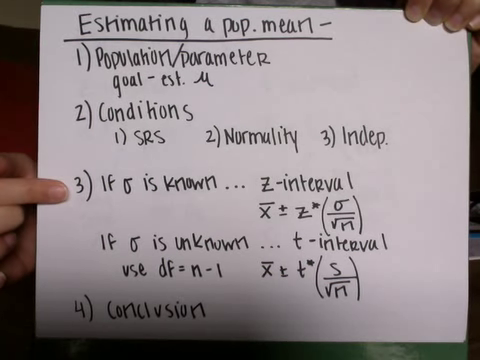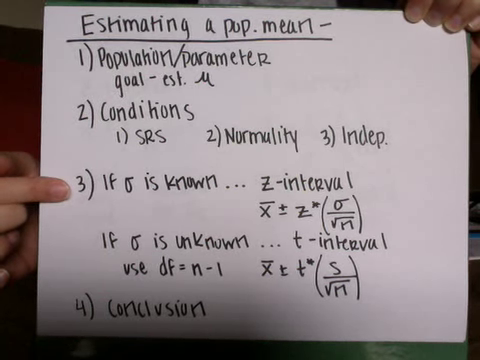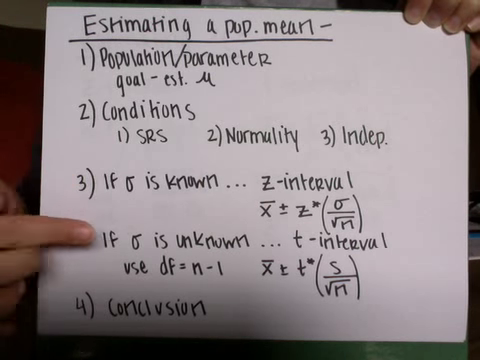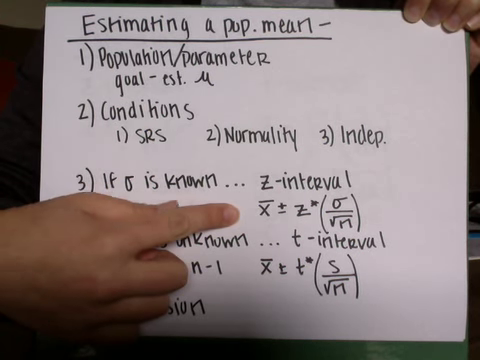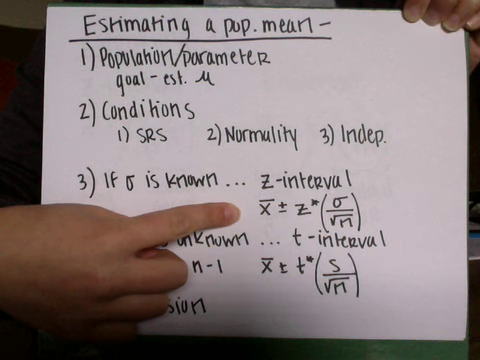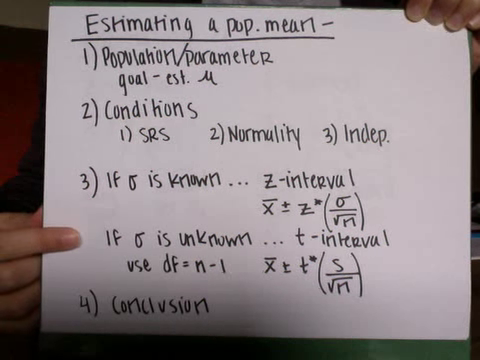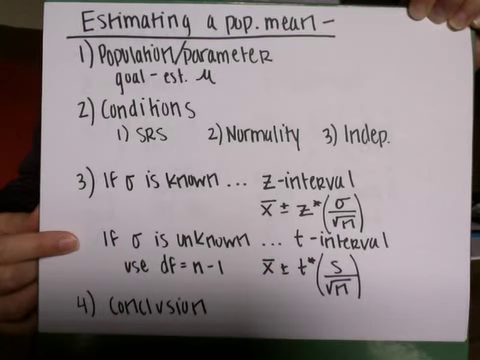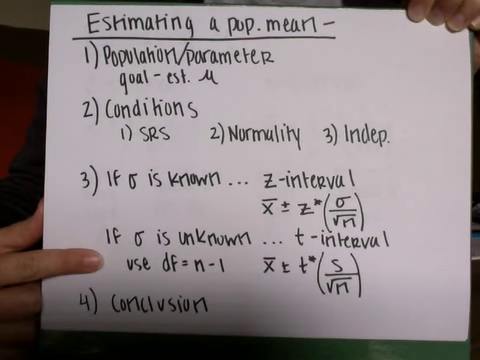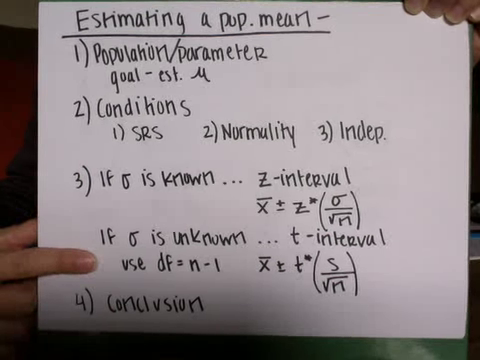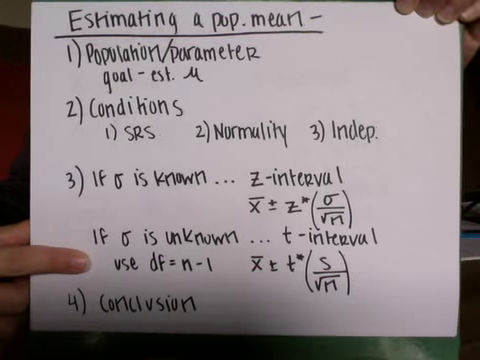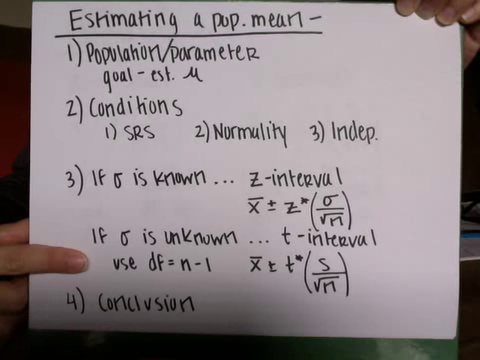Now, if sigma is known, we're going to do a z-interval like we've done so far. So you can see right here we have our critical value z with sigma over root n. Now, if sigma is unknown, we're going to do a t-interval. Now, to do a t-interval, you're going to need your degrees of freedom, which you can see how to use the table with that in the previous video.